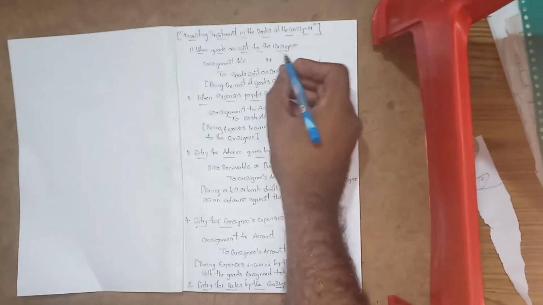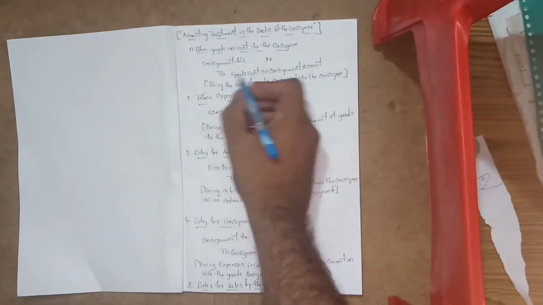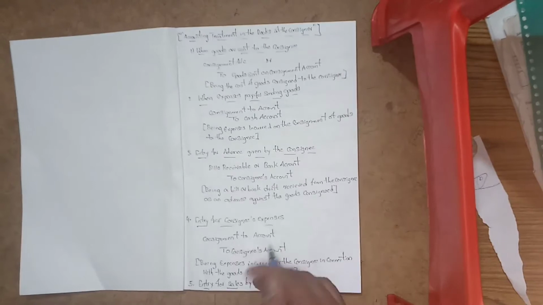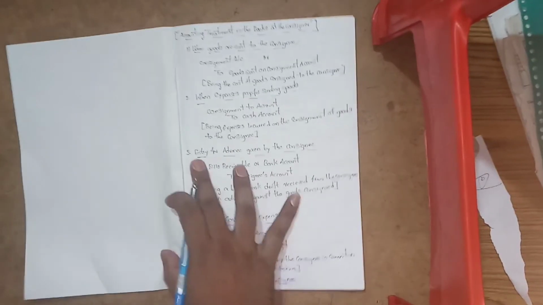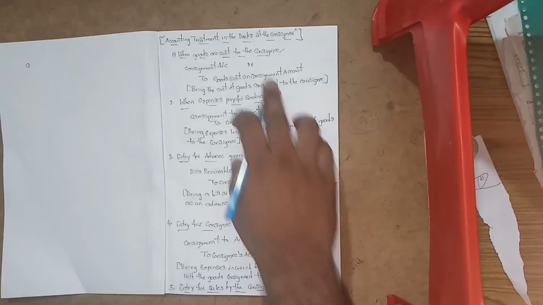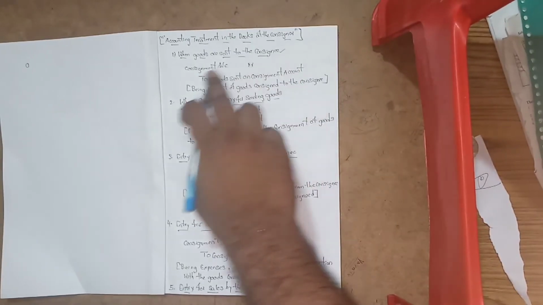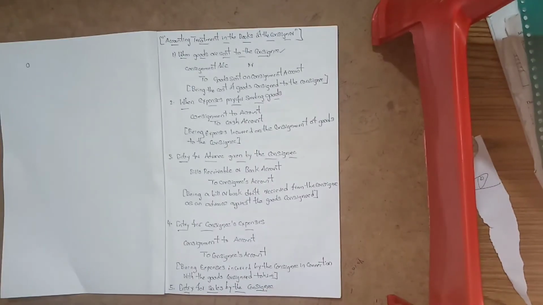when goods are sent to the consignee, the entry is consignment account debit to goods sent on consignment account. Being cost of goods consigned to the consignee.